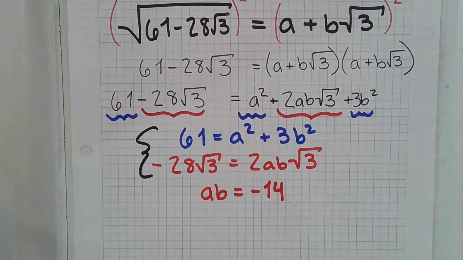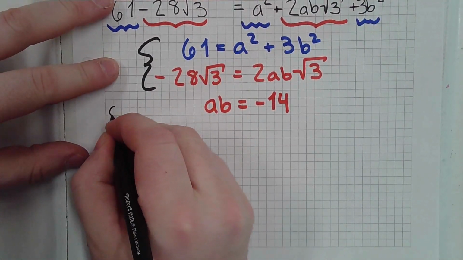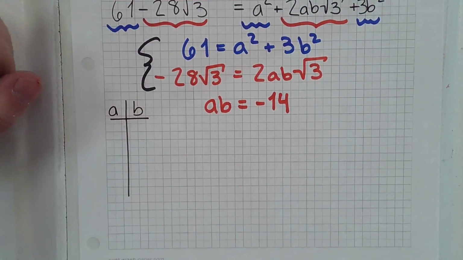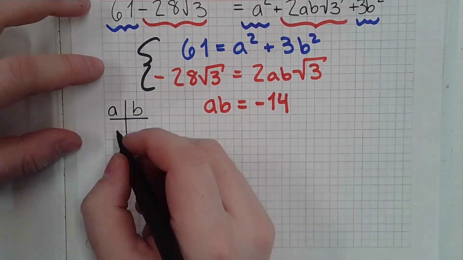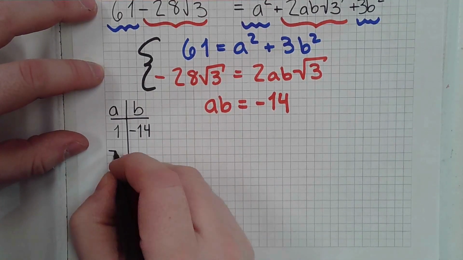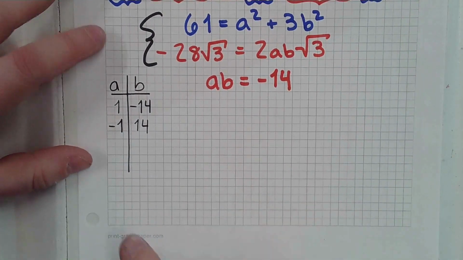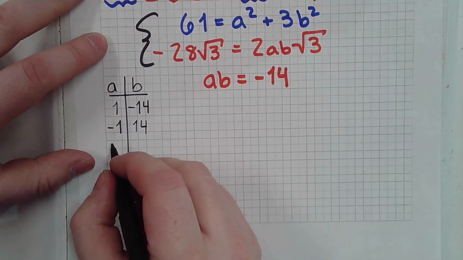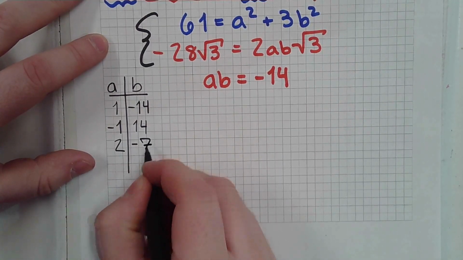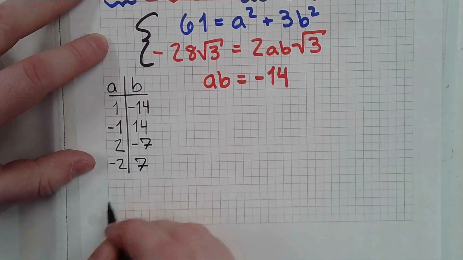So let's list our options for a and b. There aren't that many ways to multiply to negative 14. I'll list them over here. So our options, if we're multiplying to negative 14, are 1 and negative 14, negative 1 and positive 14. We can also do the reverse of that, but I'll get to that in a second. 2 times negative 7 would get the job done, right? They multiply to negative 14, and so would negative 2 times positive 7.